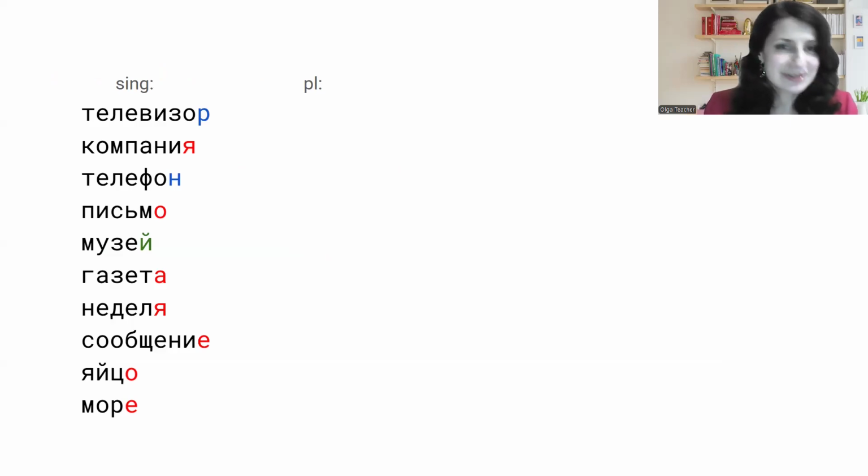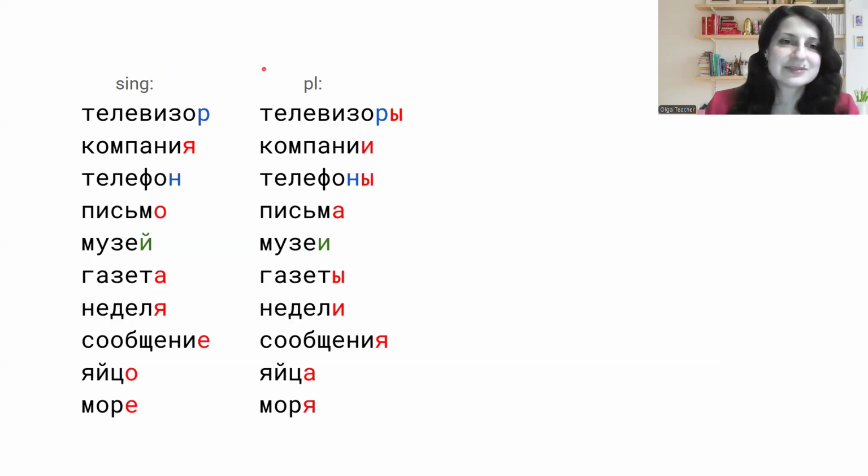So let's have a look at your answers. We have телевизор, телевизоры, компания, компании, телефон, телефоны, письмо, письма, музей, музеи, газета, газеты, неделя, недели, сообщение, сообщения, яйцо, яйца, море, моря.